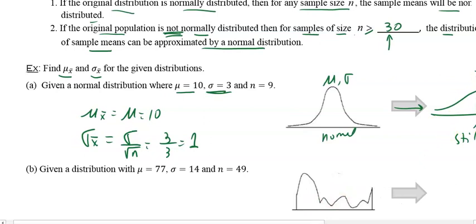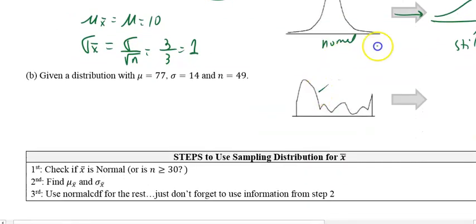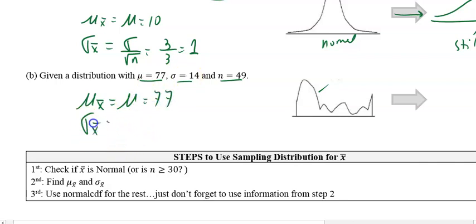What if I was looking at a general distribution like this? Given a distribution with an average of 77, standard deviation of 14, n equal to 49, I will say the average of the means would be the population average, which is 77. Nothing to do there. But the standard deviation of the means will be the population standard deviation divided by the square root of n. That is 14 divided by the square root of 49. That is 14 over 7, which is 2.